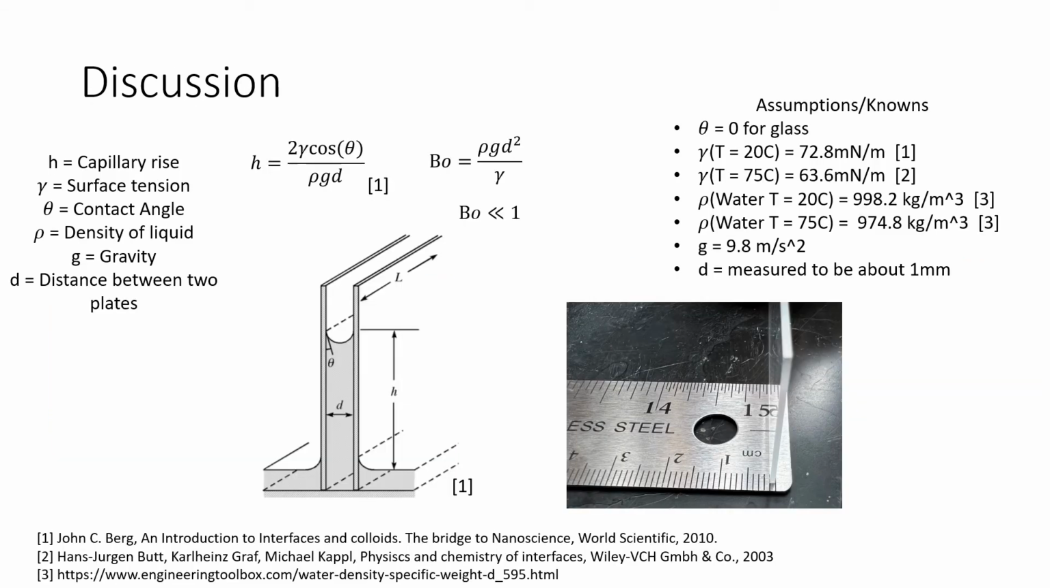So using our capillary rise equation from our textbook, H equals 2 gamma cosine theta over rho g d, where gamma is our surface tension, theta is our contact angle, rho is the density of our liquid, g is the gravity, and d is the distance between our 2 vertical plates. This equation, however, is only true such that the bond number is significantly less than 1, so we will also be calculating the bond number for each scenario.